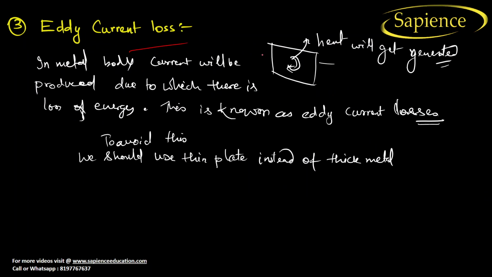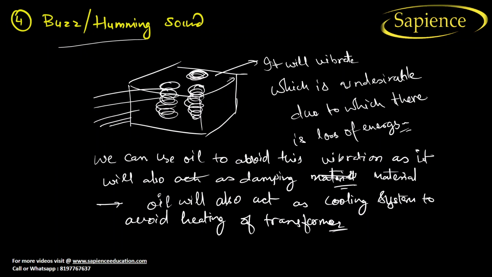Now eddy current loss. When we use a metal plate, it will create eddy current. The metallic plate will produce a current, but this current won't go out. It means that this current will produce heat, and due to this there is a loss of energy. So this is known as eddy current loss.